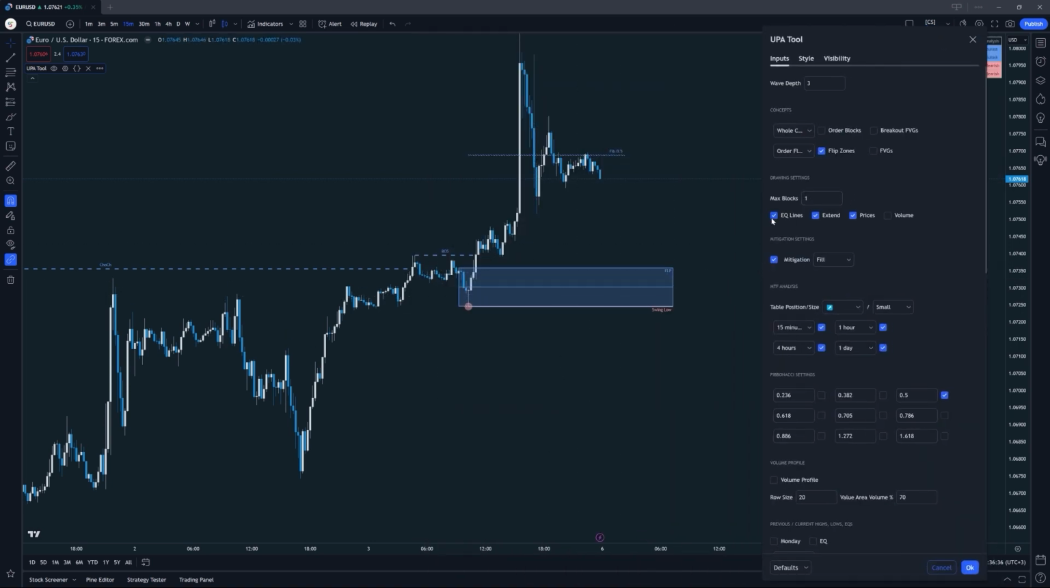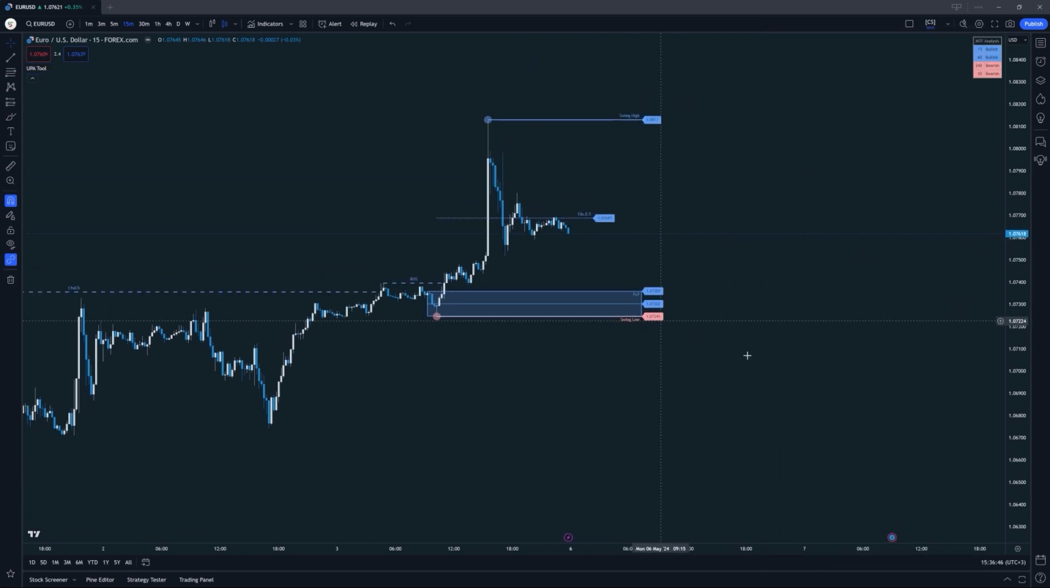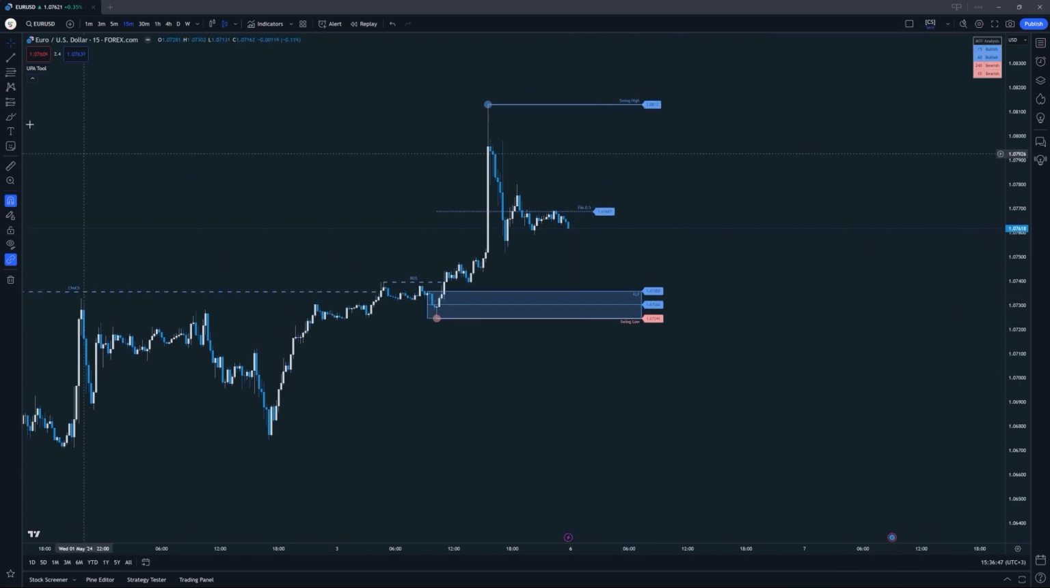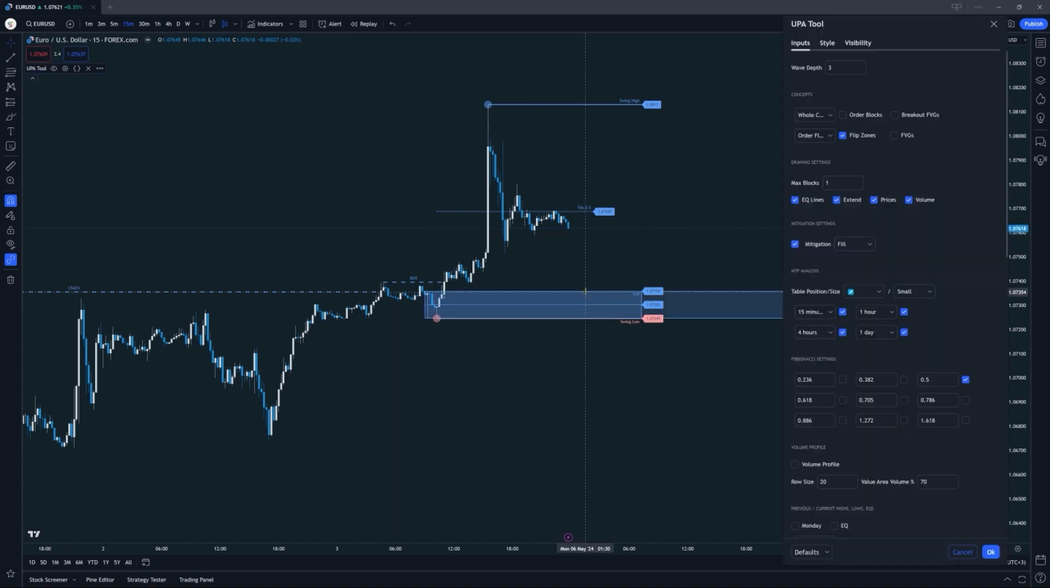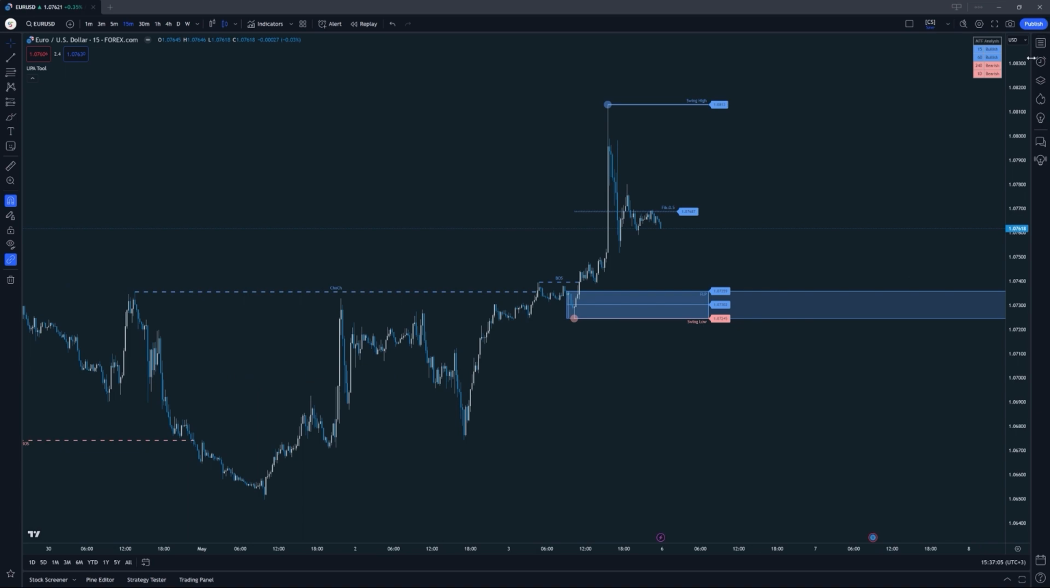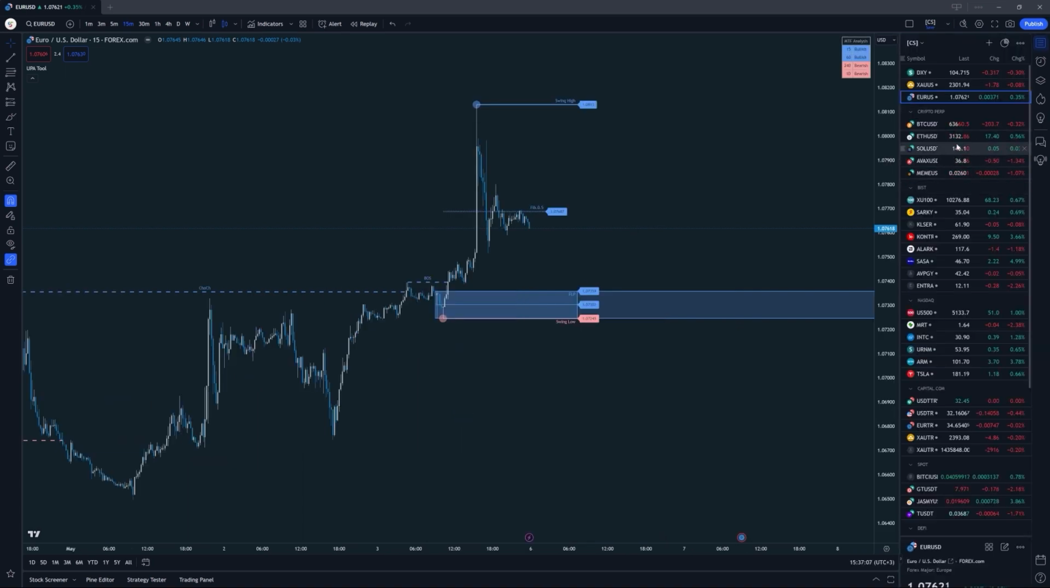Draws a line. Click on prices, and you will see our prices coming up. Price information of each level is added to the chart. Volume refers to the volumes of concepts. Since there is no volume information in this chart, let's move on to another chart.